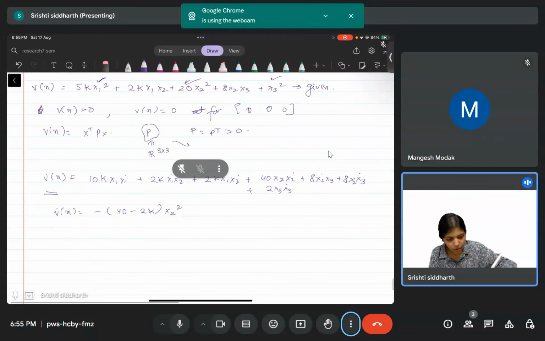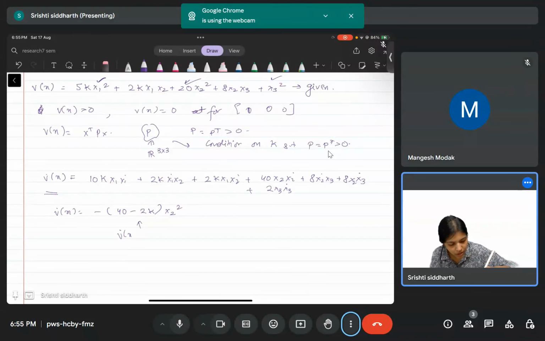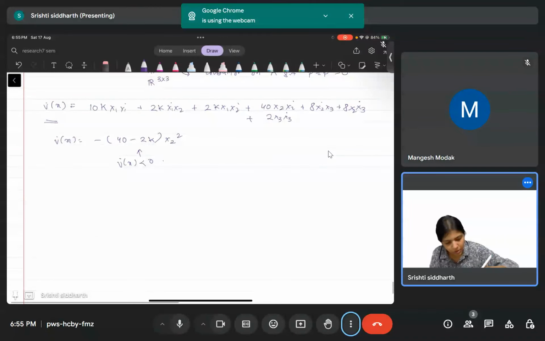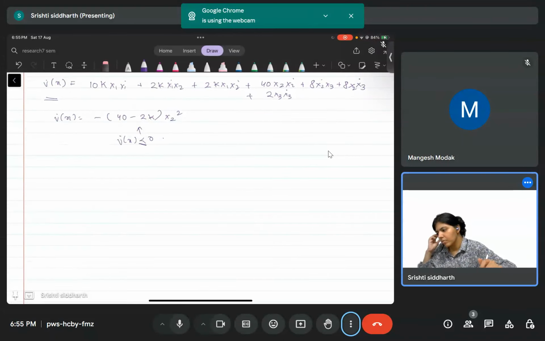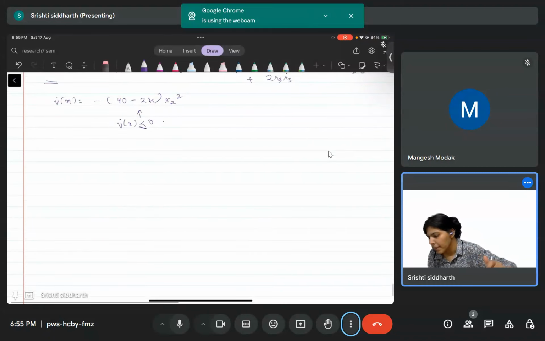This is going to be a condition on k such that P is positive definite. And we will also get a condition on k here such that V dot x is negative semi-definite. K should be less than 20 and should be greater than 0.